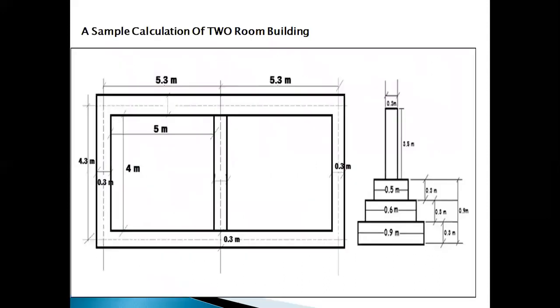So let us go to the sample calculation of a two-room building. Here, see, two rooms. It is the one, it is the two. Here, see, each room length is 5 meters inside to inside, and center to center length is 5.3.